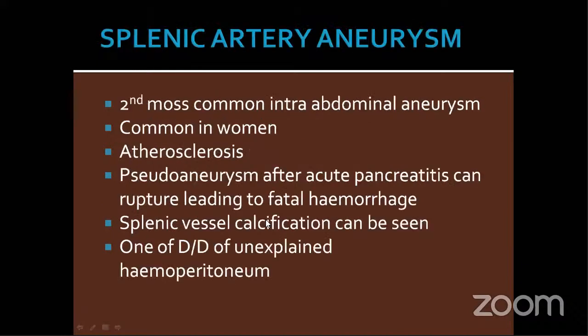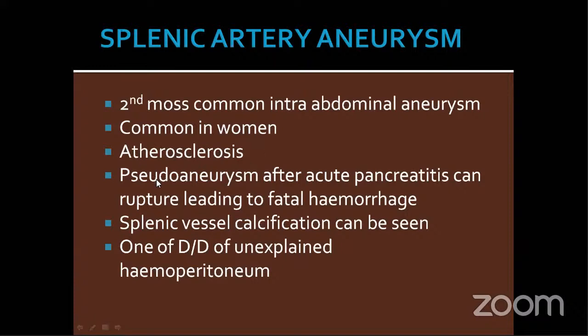Just remember the name. There is another condition called splenic artery aneurysm. Okay, it is the second most common intra-abdominal aneurysm. What is the most common intra-abdominal aneurysm? What do you remember? It is the aorta. Okay. After aortic aneurysm, the second most common intra-abdominal aneurysm is splenic artery aneurysm. It is common in women. Okay. And it is mostly associated with atherosclerosis.